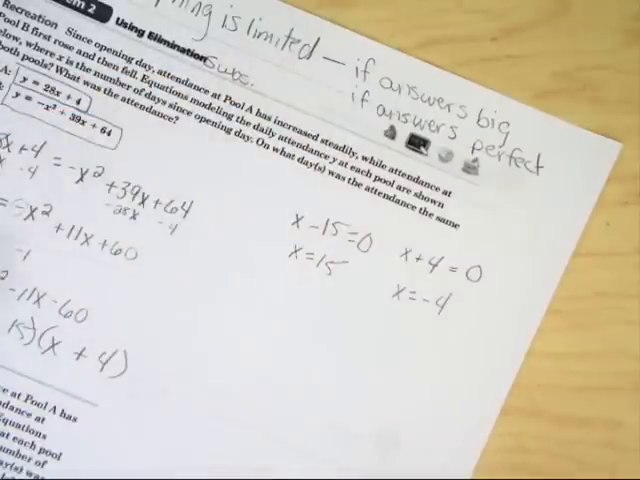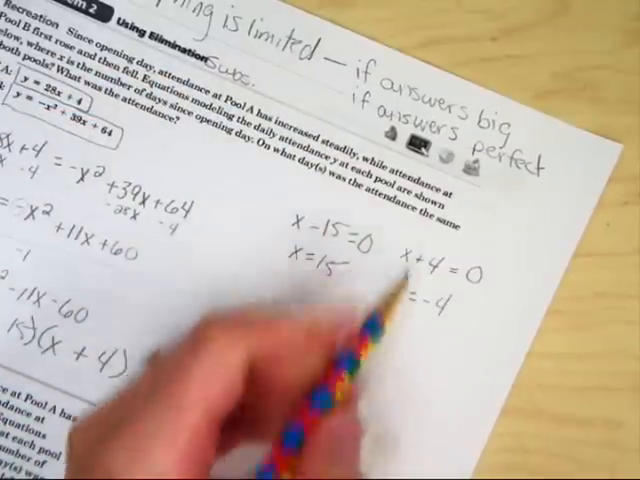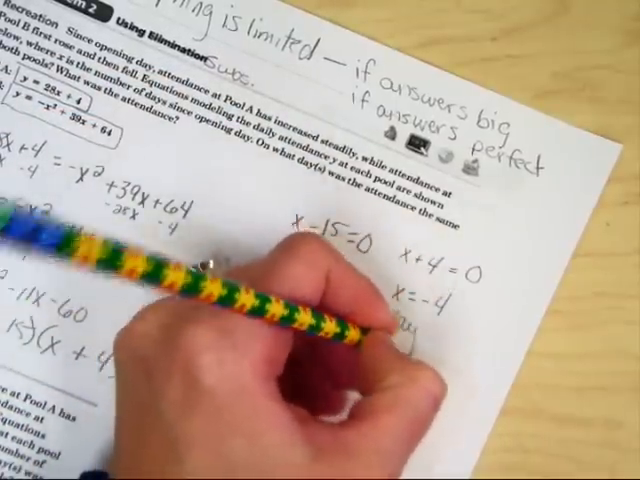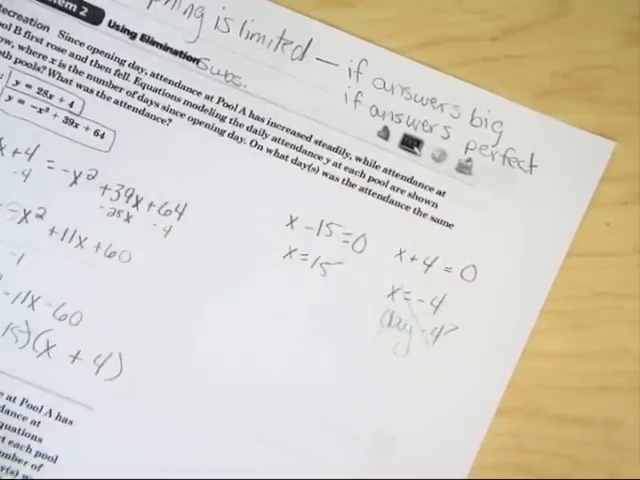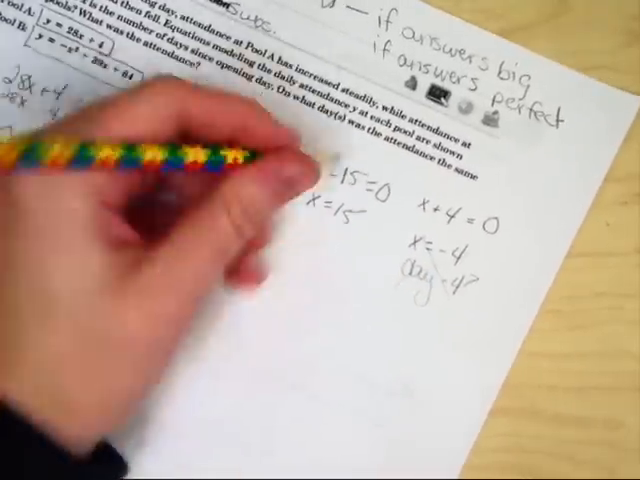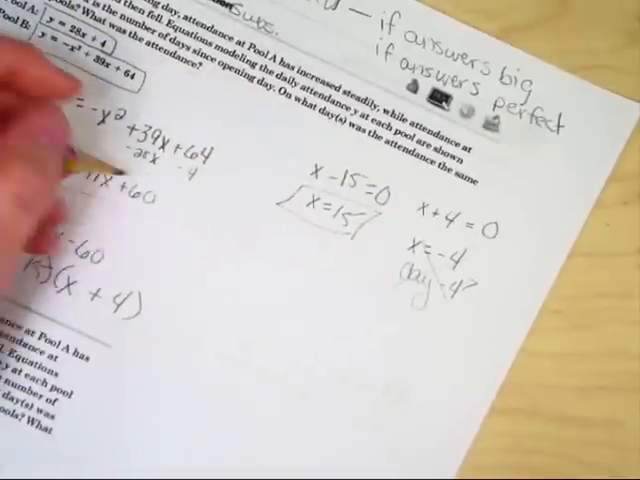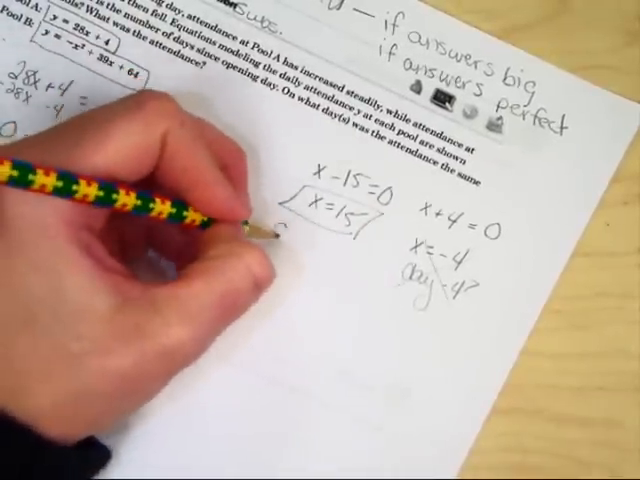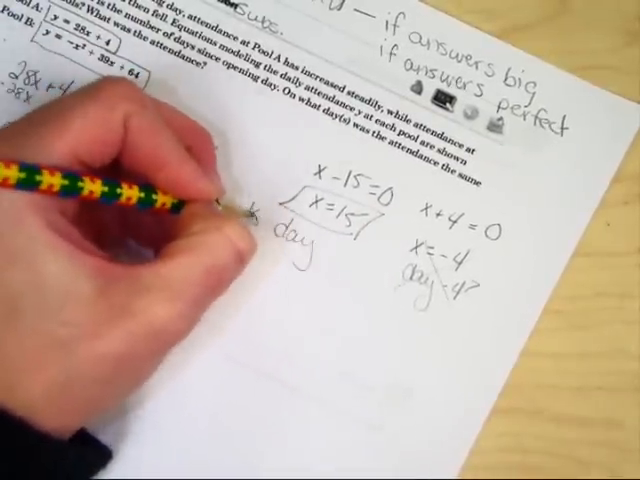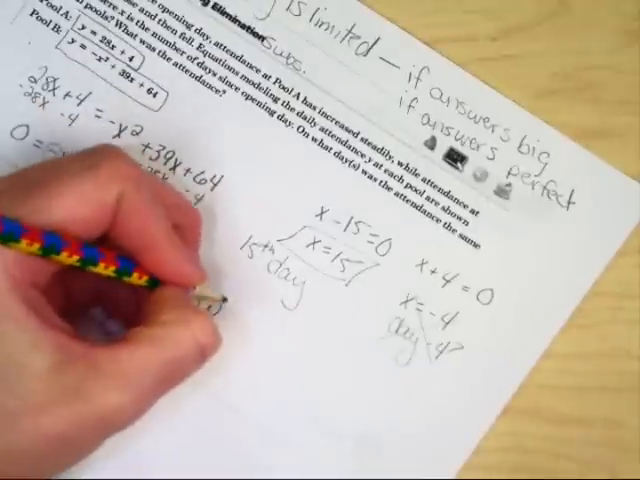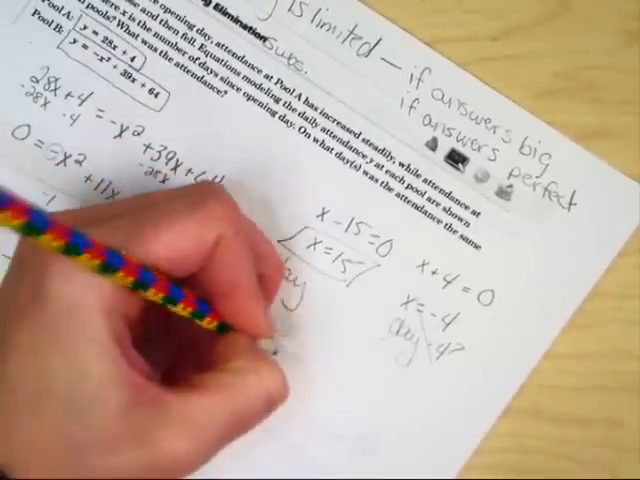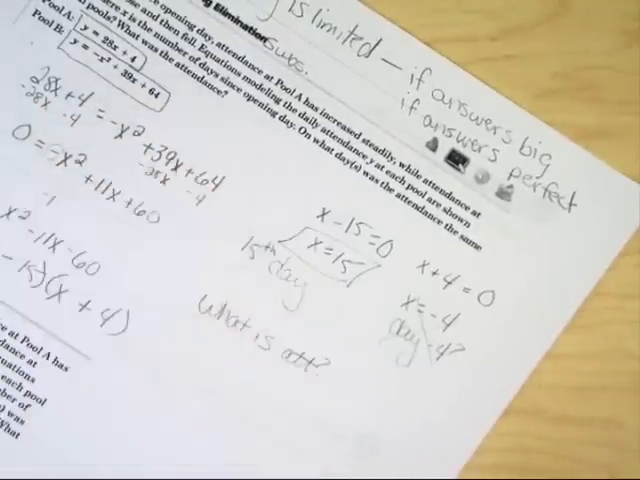Now what we need to understand is that this would be day negative 4. That doesn't make any sense. So this is an extraneous solution. X equals 15 represents our day. So we're going to say that this is on the 15th day. And what does this mean? It means on the 15th day, they have the same attendance. But what is the attendance? Because that was part of the question.